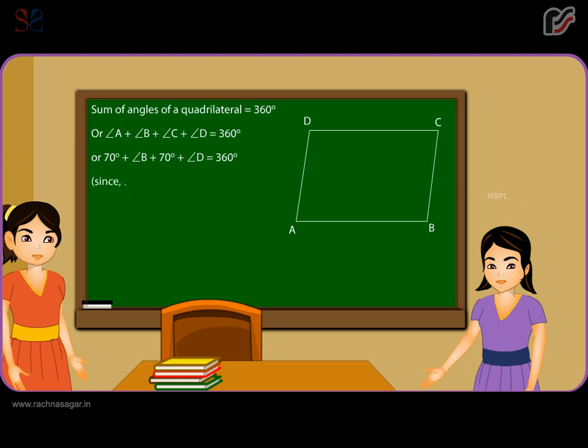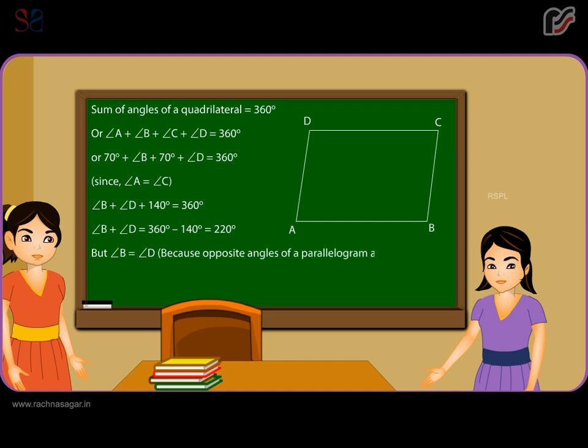Since angle A is equal to angle C, angle B plus angle D plus 140 degree is equal to 360 degree. Angle B plus angle D is equal to 360 degree minus 140 degree is equal to 220 degree. But angle B is equal to angle D because opposite angles of a parallelogram are equal. Angle B is equal to angle D is equal to 220 degree divided by 2 is equal to 110 degree.